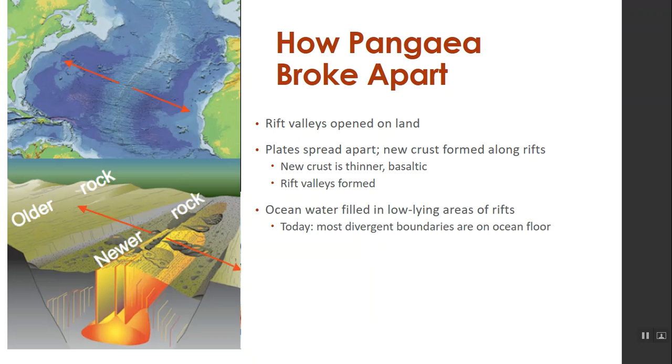And so today, most divergent boundaries are on the seafloor. We have a few that are not on the seafloor, which I'll show you, but most of them are in low-lying areas. There's been enough pull apart that seawater has come in and filled in that area. So these mid-ocean ridges are where the most recent crust has formed.